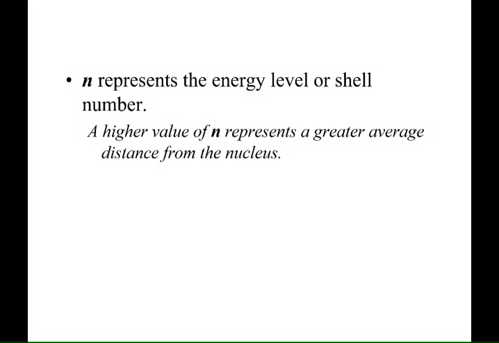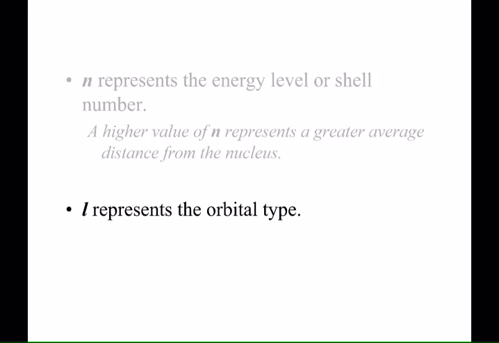up in energy. Now L is the orbital type, and just to remind you what orbital types we have: an S type with one box, a P type with 3 boxes or 3 orbitals, a D, and an F type. Those are the orbital types we need to worry about as we find homes in subshells.